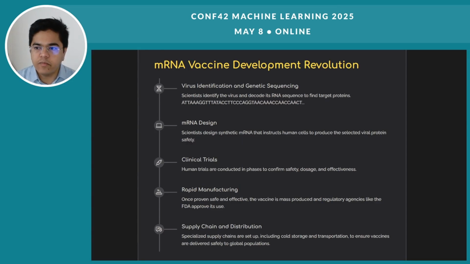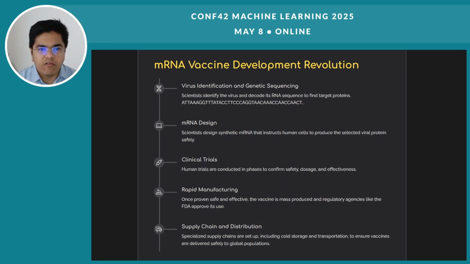Before we deep dive into the technical architecture, let's first understand how mRNA vaccines are developed. It all starts by identifying the virus and decoding its RNA. Think of it as a long instruction manual made up of four letters: A, C, G, U. That is adenine, cytosine, guanine, and uracil.